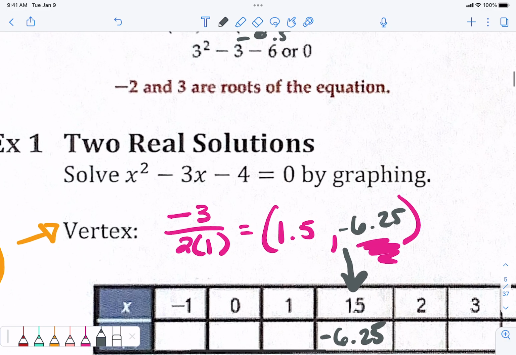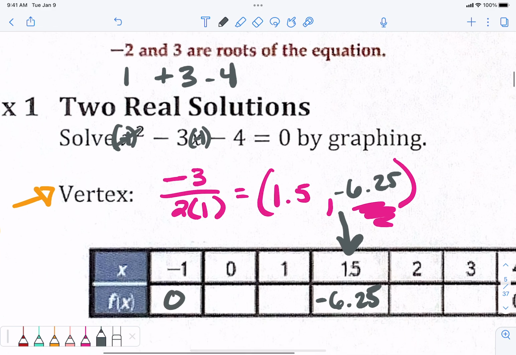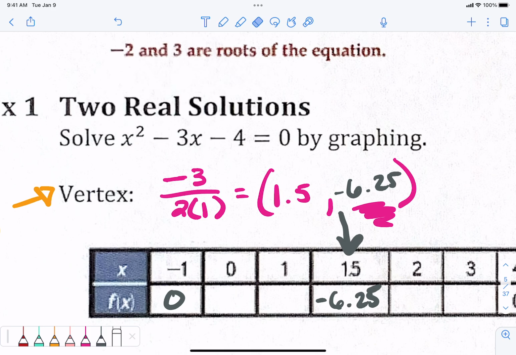So negative 1. If I take negative 1 and square it, that becomes positive 1. Negative 3 times negative 1 is plus 3, minus 4. What's 1 plus 3 minus 4? 0. So this one is at 0. You don't have to write this work down. I'll write the work down. You just help me solve it.